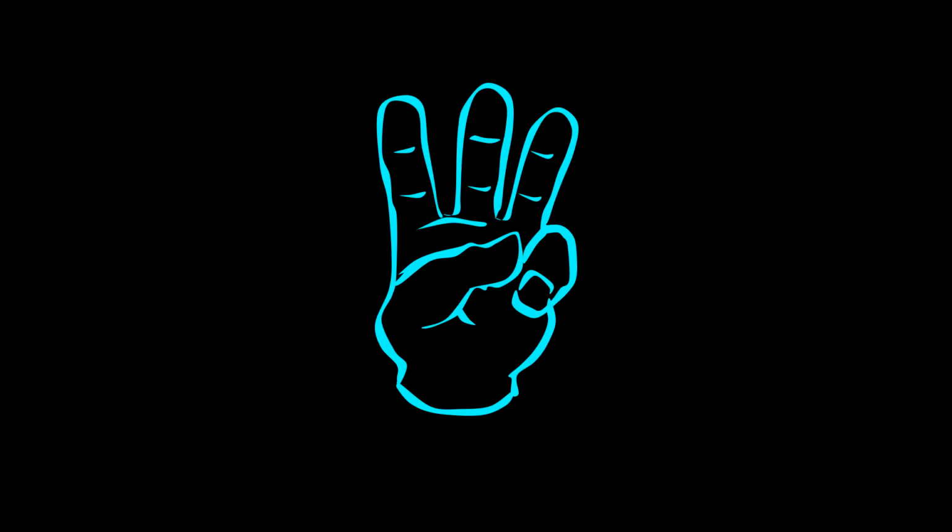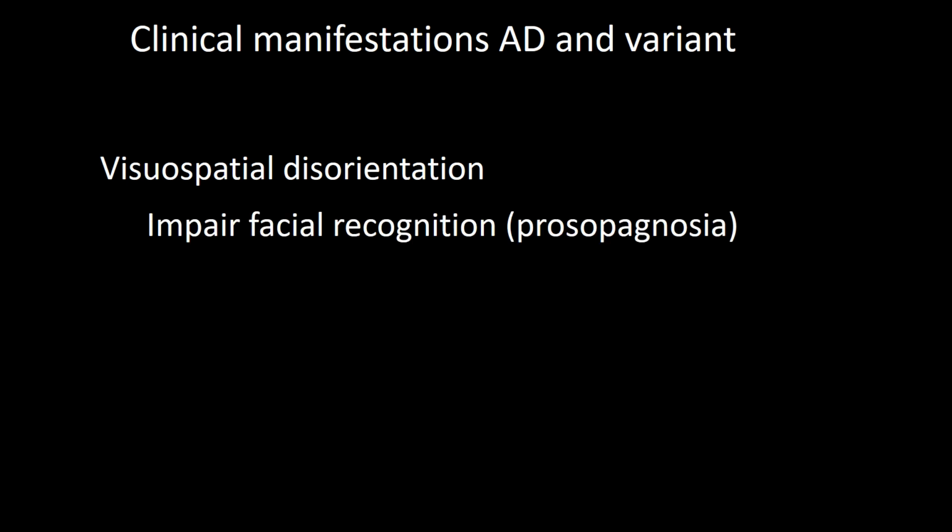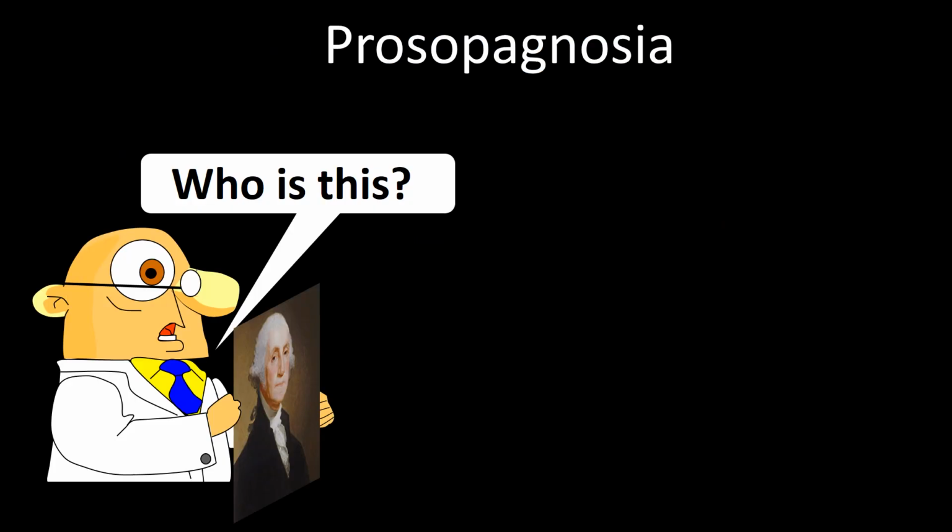The third seminal finding is visuospatial disorientation, which can manifest by impaired facial recognition or prosopagnosia. I will give you an example. Prosopagnosia is the inability to recognize persons in picture or in flesh. Most people in the United States would be able to recognize this person. He was the first president of the United States, and his portrait is on the $1 bill.